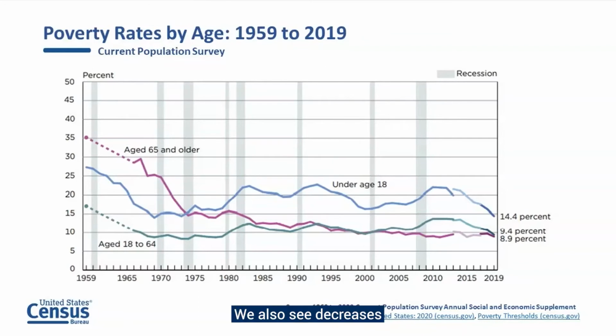We also see decreases in the poverty rates for people 18 to 64, which decreased to 9.4%, down 1.2 points from 10.7% in 2018. And finally, for people aged 65 and over, the poverty rate was 8.9%, a decrease of 0.9% from 2018.